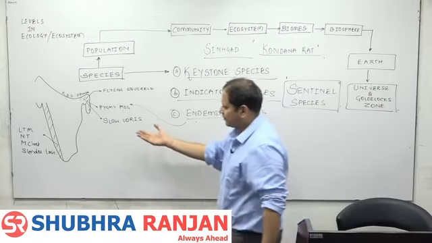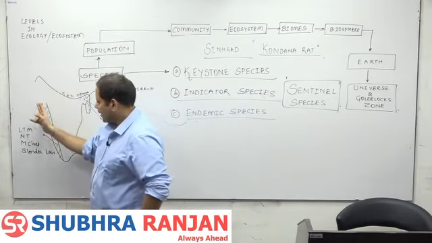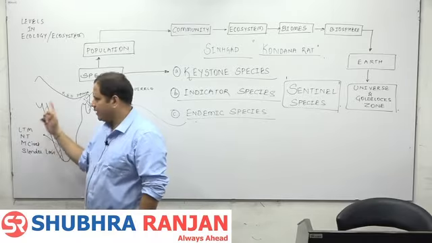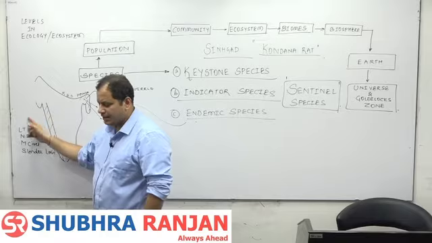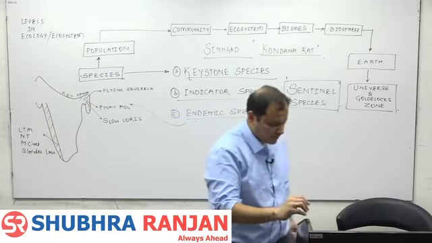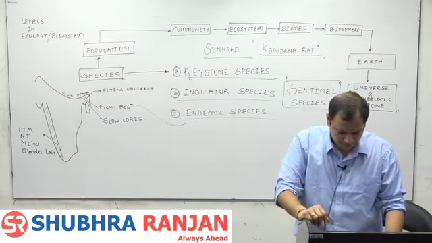Indian wild ass, endemic. Asiatic lion, endemic. Tiger, not endemic to India. Fine. Indian wild ass, yes, endemic to India. Asiatic lion, endemic to India. So most of the species from this we have done.